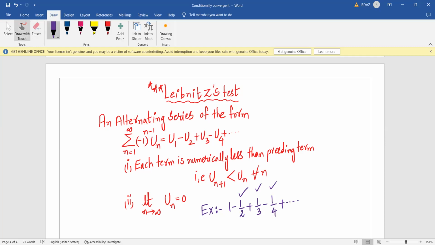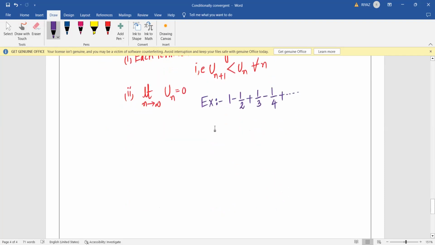Can the series be plus, plus also? No, all terms should be alternately positive and negative only. Then only we can say that it is alternating. It cannot be that it is minus, plus, and then all the remaining terms are positive. It should not be like that. There are positive terms and negative terms alternately. So to understand this concept, it is better to go for this example.